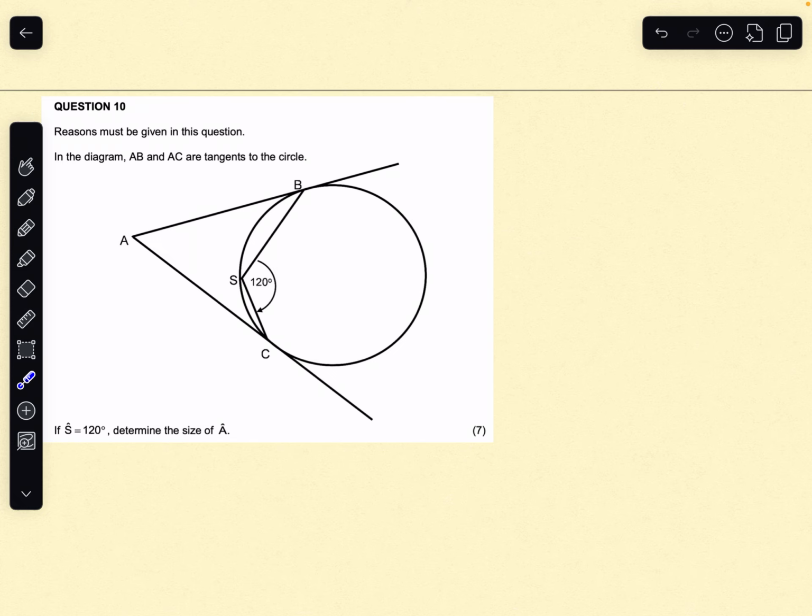Then we're told if angle S is 120 degrees, determine the size of A. Oh, I have no idea. I'm immediately tempted to connect these two. Then I've got an isosceles triangle.